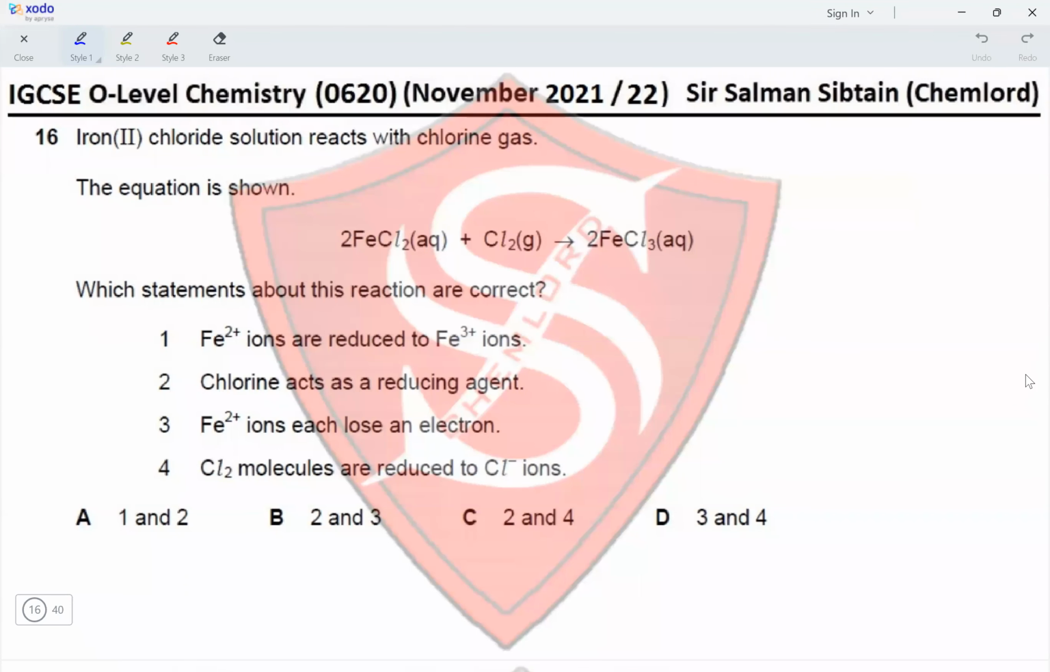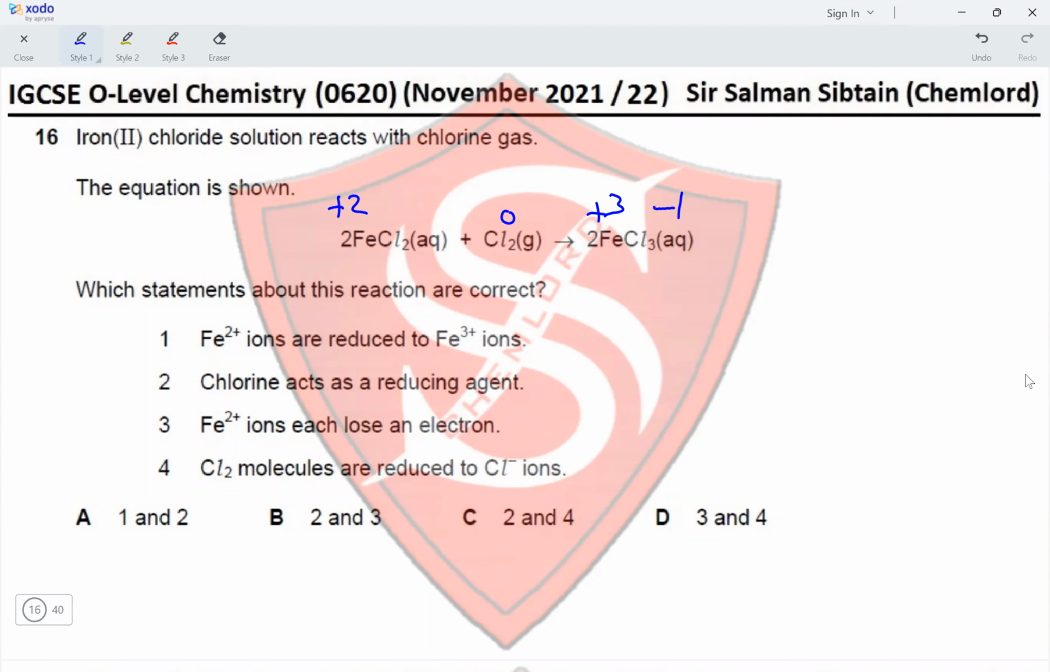Question 16. Iron 2 chloride solution reacts with chlorine gas. The equation is shown. 2FeCl2 aqueous plus Cl2 gas gives 2FeCl3 aqueous. So iron 2 positive ions are oxidized to iron 3 positive ions. And chlorine gas having an oxidation state of 0 is converted into chloride ions with an oxidation state of -1. So this is a redox reaction.